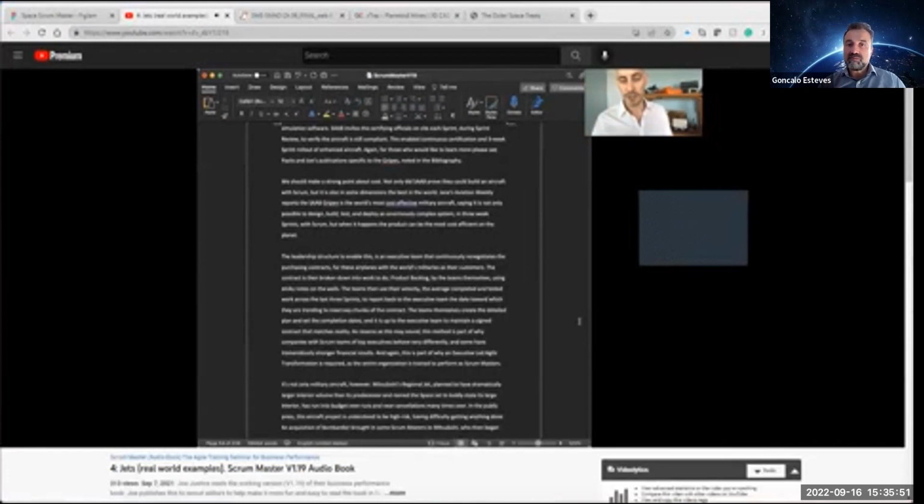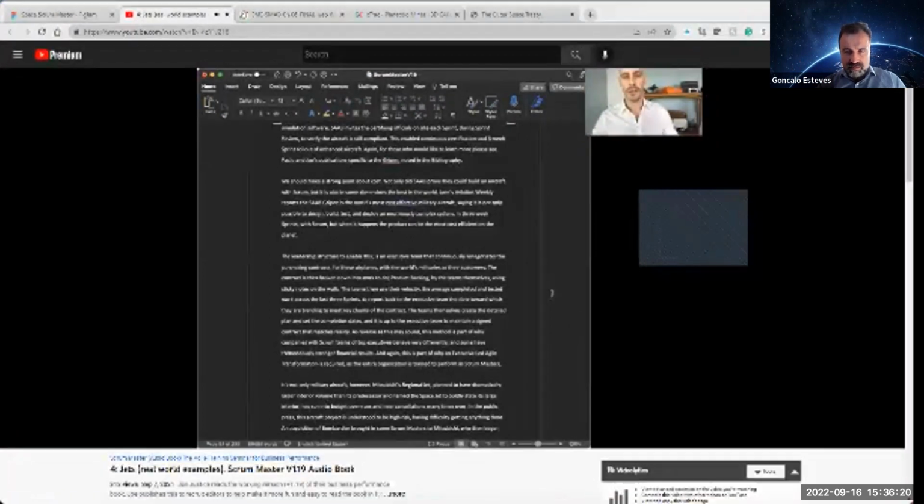The leadership structure to enable this is an executive team that continuously renegotiates the purchasing contracts for these airplanes with the world's militaries as their customers. The contract is then broken down into work to do, the product backlog, by the teams themselves, using sticky notes on the walls. I'd like to clarify this. The executive team, my understanding when I was there, was not dictating to teams what they need to do. The executive team was essentially sales, negotiating sales to the Brazilian Air Force, the Swedish Air Force, and others. Then they have signed contracts, and the contracts are updated continuously.